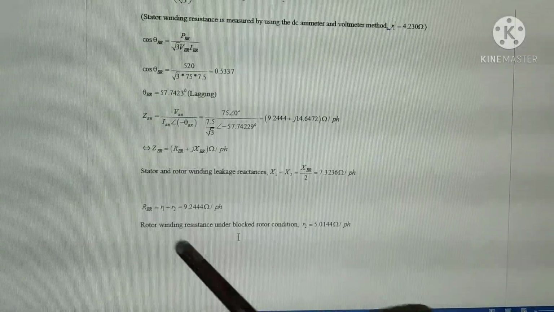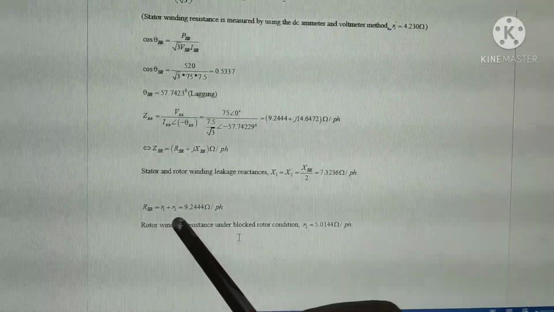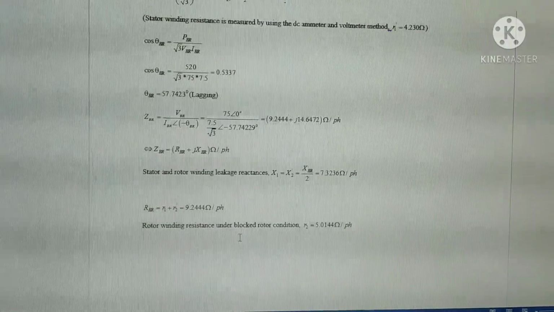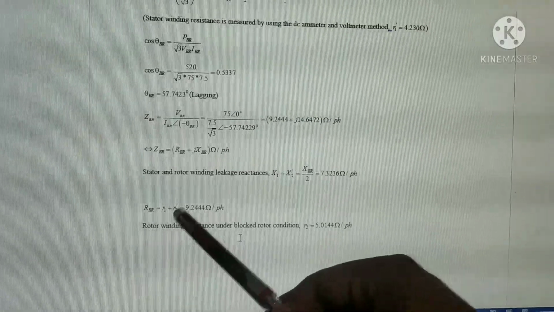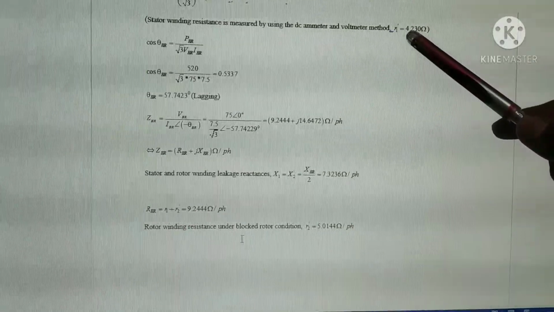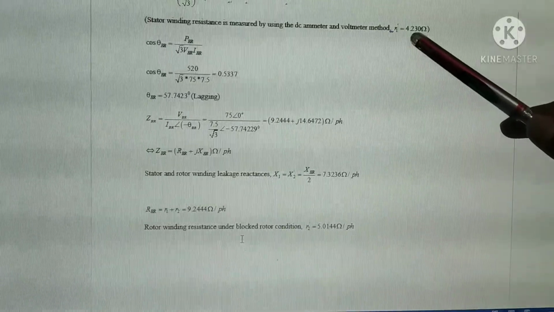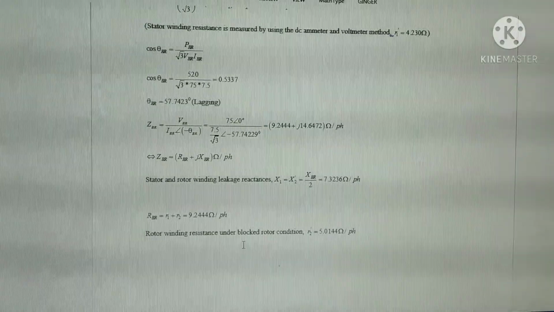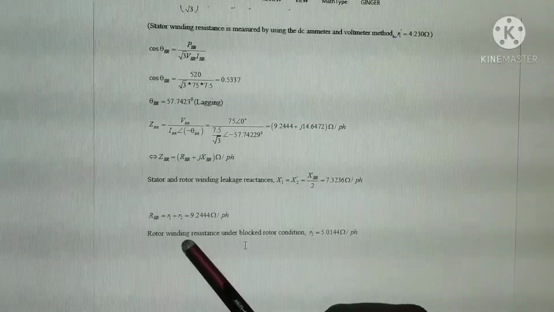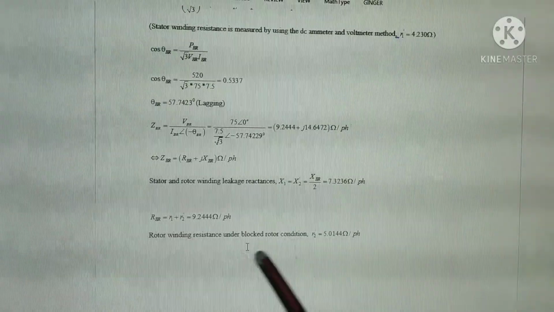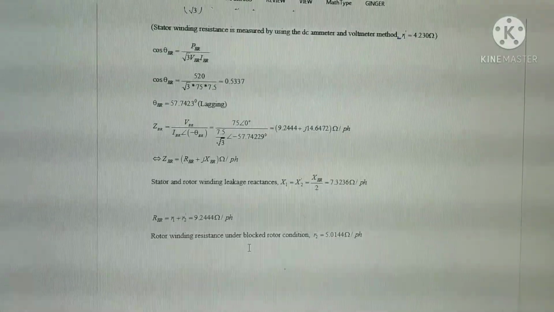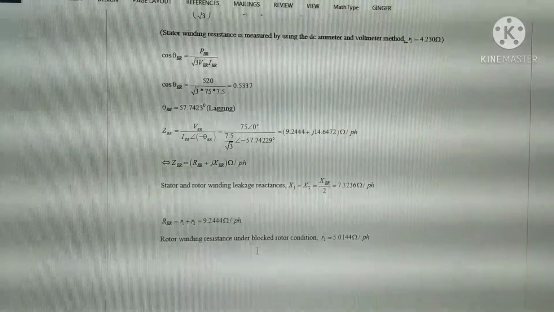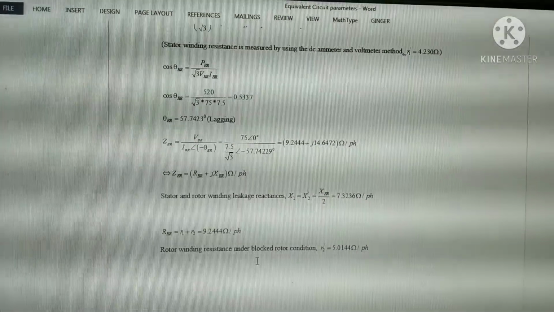And from this equation, RBR is equal to R1 plus R2 dash, that is equal to 9.2444 ohms per phase. And we know R1 value we have measured by using the DC ammeter and voltmeter method. Here we measured R1 is equal to 4.23 ohms. If we substitute R1 value here, we will get R2 dash value, that is rotor winding resistance under blocked rotor condition, is equal to 5.0144 ohms per phase.